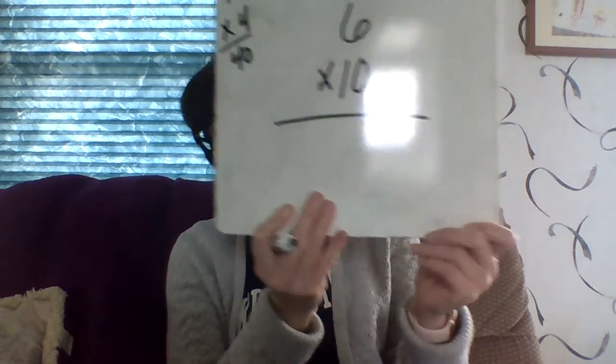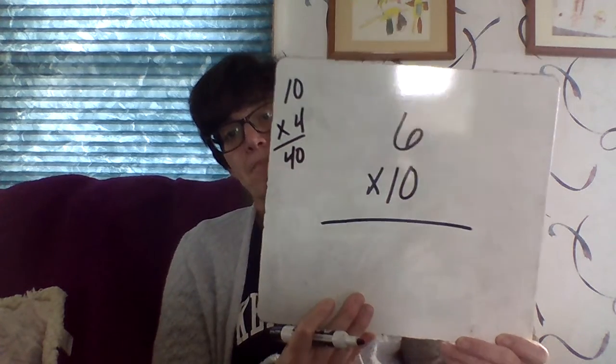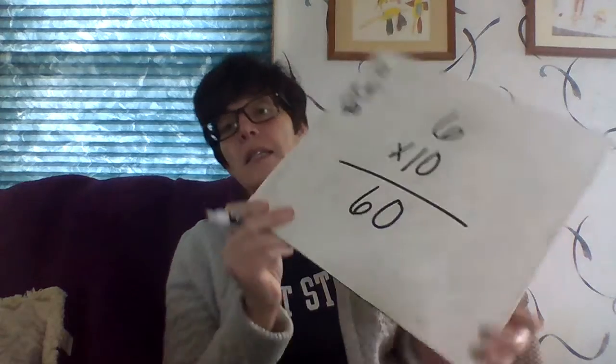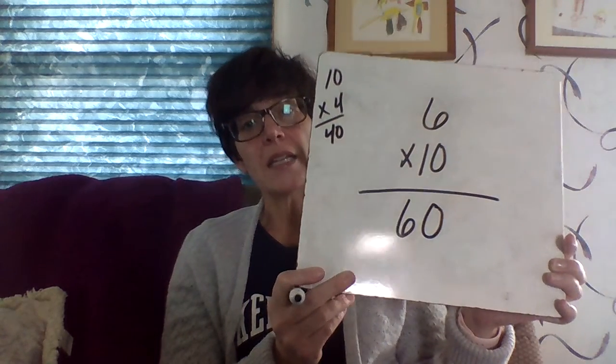Here we are. I'm going to write it smaller up here, and then I'm going to write a bigger one. Here's the next one. Let's do 6 times 10. Write down the product of 6 times 10. 6 times 10, the product is 60. Erase.